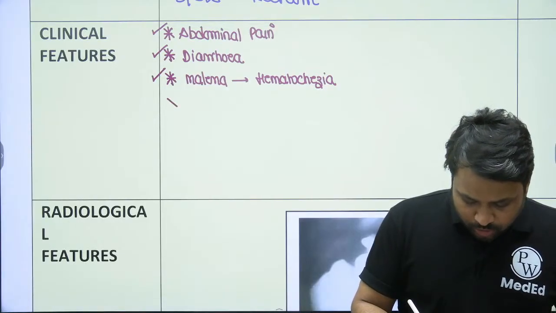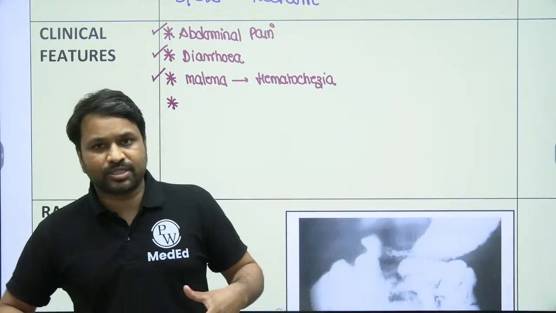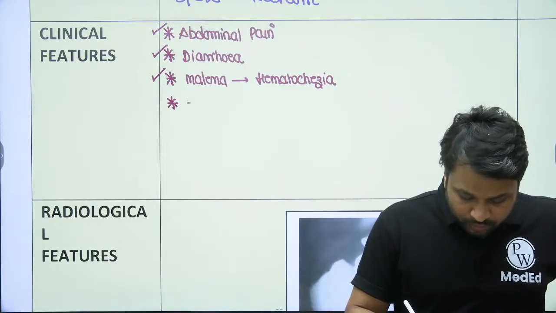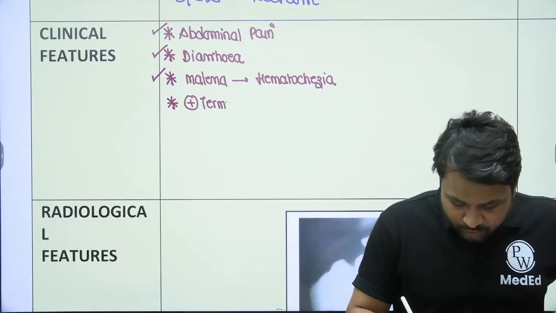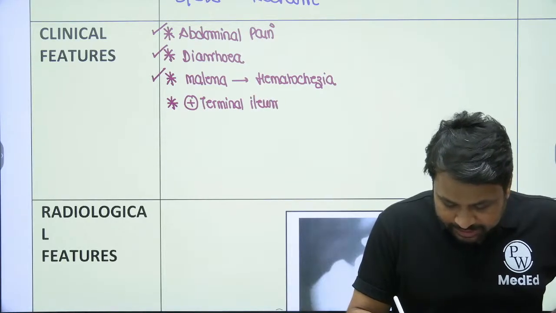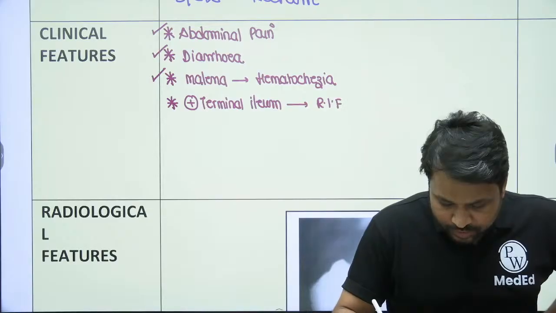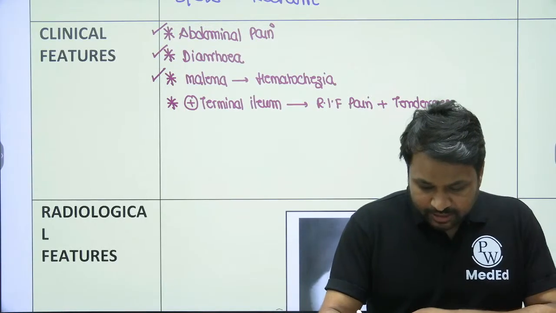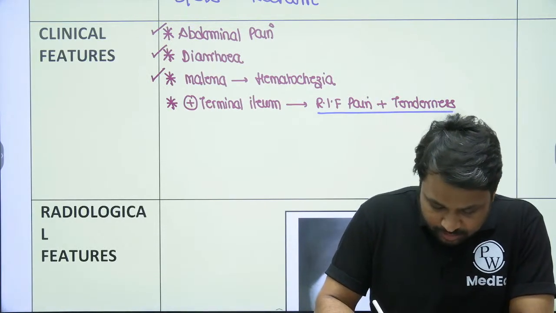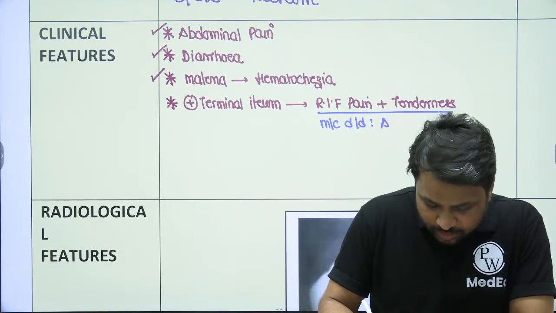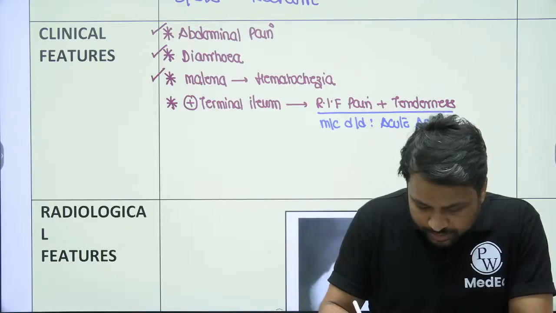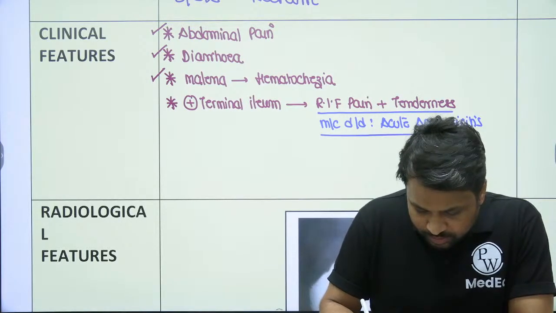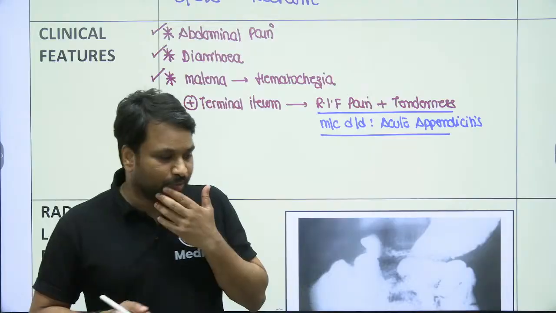On the other hand, because the overall most common site of involvement of Crohn's disease is your terminal ileum, which is present in the right iliac fossa, if there is involvement of the terminal ileum, it can present with right iliac fossa pain with tenderness. Now, why I'm being very specific is, if you have a patient who has these features, the most common differential diagnosis that we can think about here is going to be acute appendicitis.